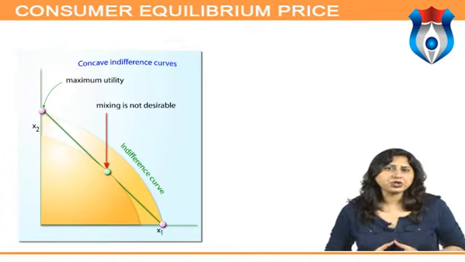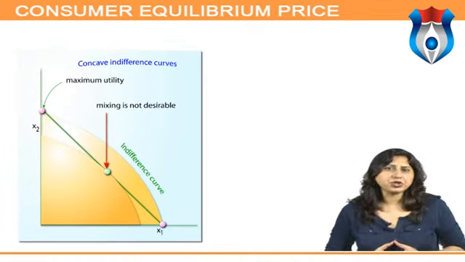When there are n greater than 2 goods to choose from, the consumer equilibrium condition is to equate all of the marginal utilities per dollar spent: marginal utility of good 1 over price of good 1 is equal to marginal utility of good 2 over price of good 2, and so on up to marginal utility of good n over price of good n.